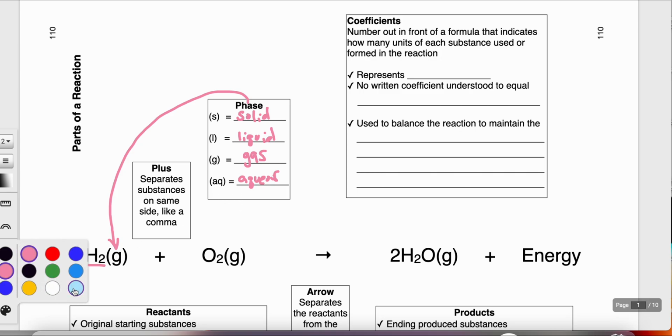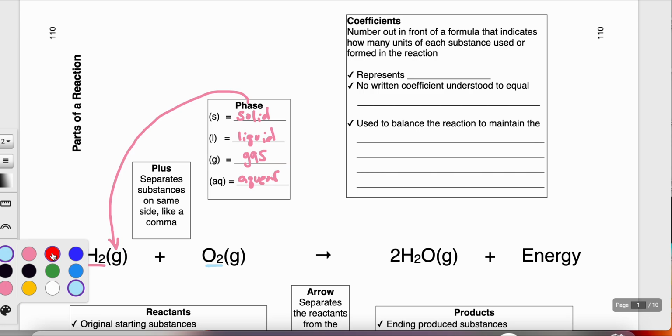Now, when we take a look, to the right it says H2(g), and then there is a plus sign. The plus sign separates the substances on the same side of the arrow, just like a comma. So this plus sign means that H2 is a different substance than O2. So H2 is one substance, O2 is a different substance.